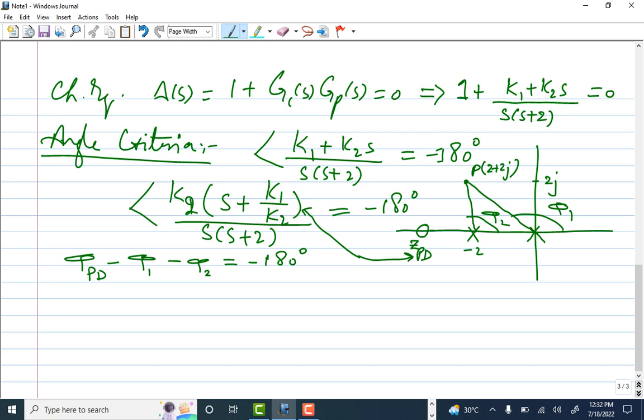Now how to calculate phi 1 here? There are different ways of calculating this phi 1. The easiest one is to take this as an angle: the whole angle is 180 minus this angle, which gives me phi 1. So I say 180 degrees minus tan inverse; this is the base and this is the perpendicular, so we divide perpendicular by base, that is 2 divided by 2. So from here it becomes 135 degrees. This is one way of doing it.